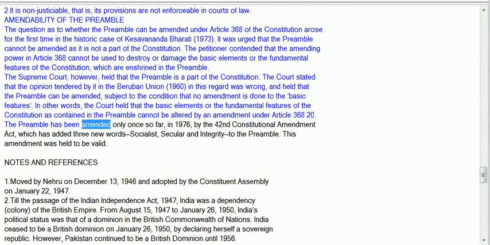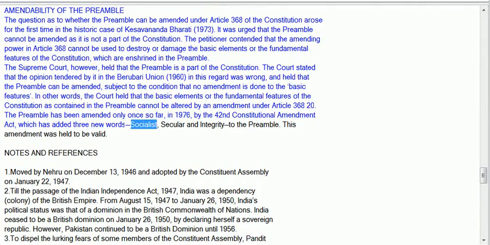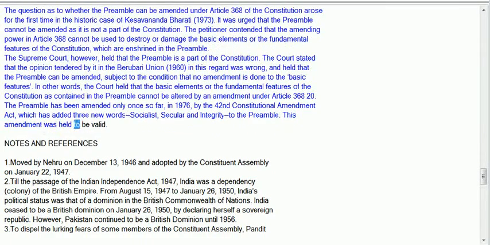The preamble has been amended only once so far, in 1976, by the 42nd Constitutional Amendment Act, which has added 3 new words: socialist, secular, and integrity to the preamble. This amendment was held to be valid.